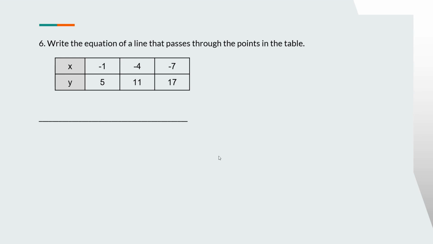All right, number 6 says, write the equation of a line that passes through the points in the tables. Again, we're back to the same thing we've been doing. We're just looking for that equation of y equals mx plus b.